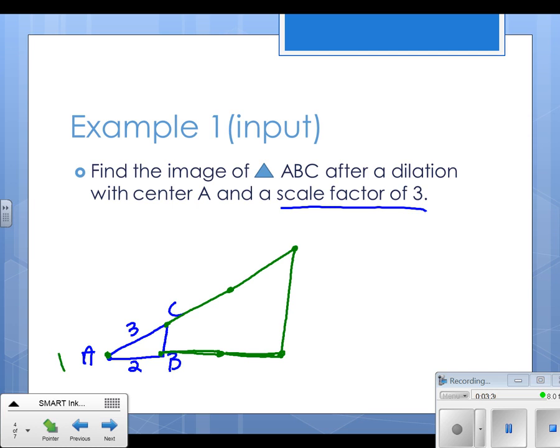So this is my new A prime. This is my new C, so C prime. And this is my new B, that would be B prime. So it tripled in size, the blue triangle to the green, blue and green, I guess I should say.